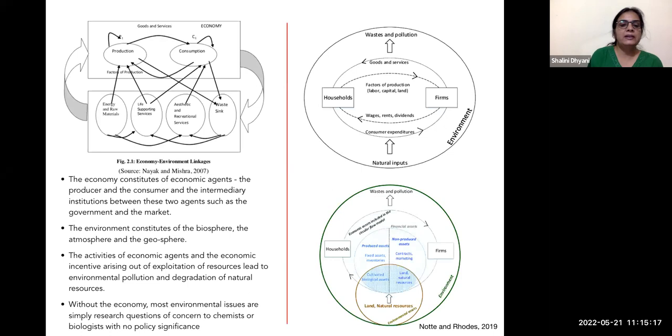Now, when I talk about economy-environment linkages, one of these figures is by Nayak and Mishra that you find in your textbooks. And there are another two important diagrams by Knott and Roth, who have recently published this in the Journal of Environmental Economics. This is a very important reference, and it says that the economy is constituted of economic agents. So the economy itself is composed of different agents, and these agents are the producers, the consumers, and the intermediary institutions between these two agents.